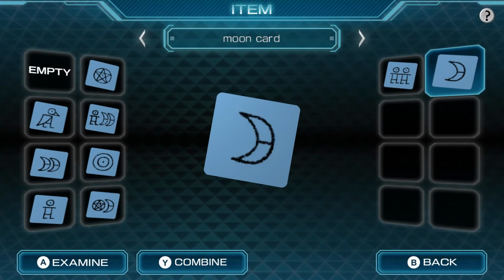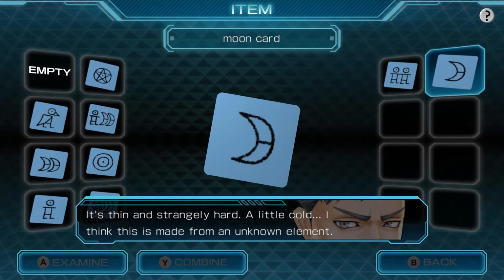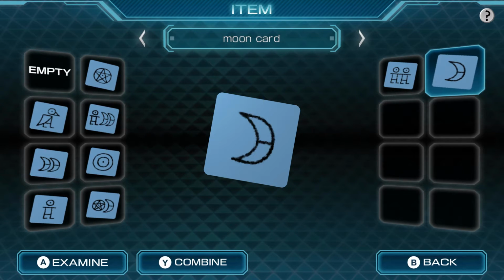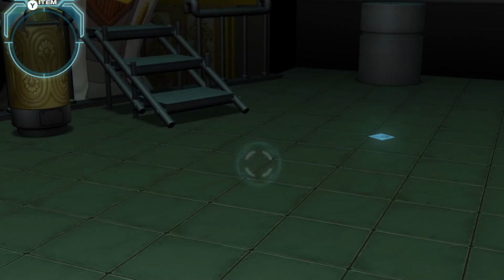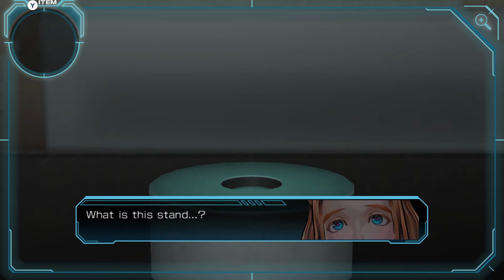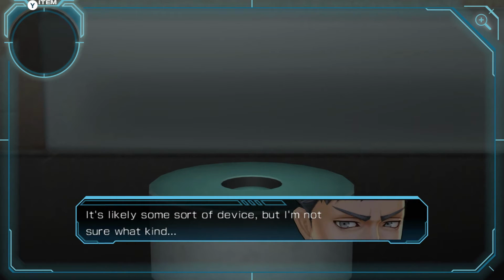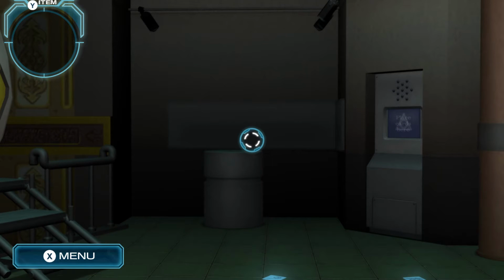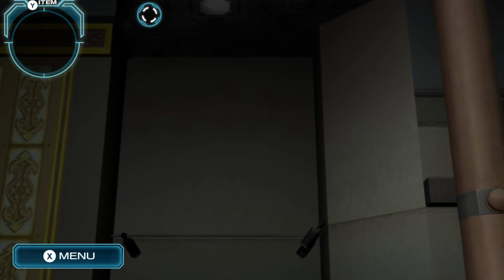Another card. It's a moon card. It's thin and strangely hard. A little cold. I think this is made from an unknown element. The design looks like a crescent moon. We've almost come all the way around. What's the stand? It's likely some sort of device, but I'm not sure what kind. Maybe we put something in it? Are those like projectors for a screen of some sort?